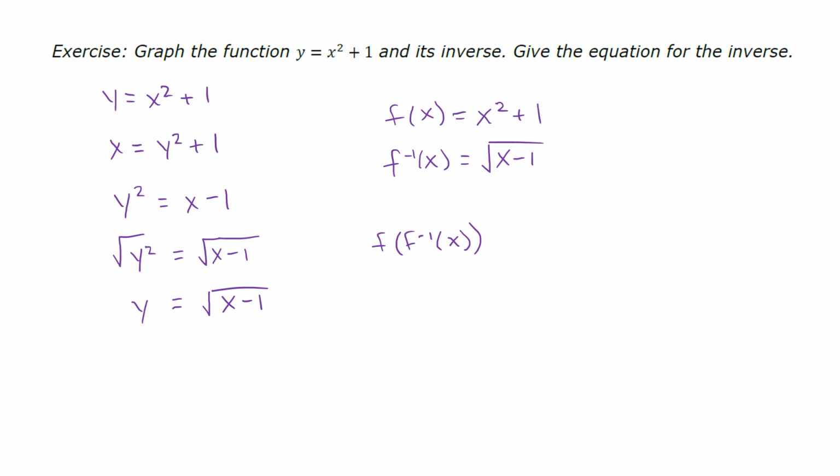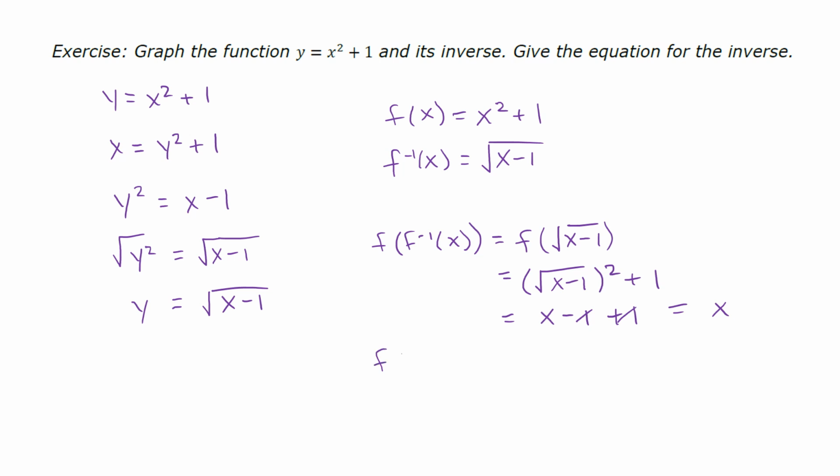So the inverse of f of x is the square root of x minus 1. So that is what we will substitute into f of x. So we have the square root of x minus 1 squared plus 1, which will get us x minus 1 plus 1, because the square eliminates the square root. Negative 1 plus 1 is 0, which then gives us x.